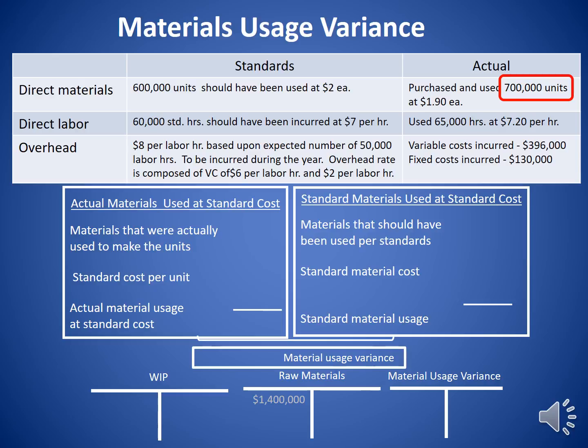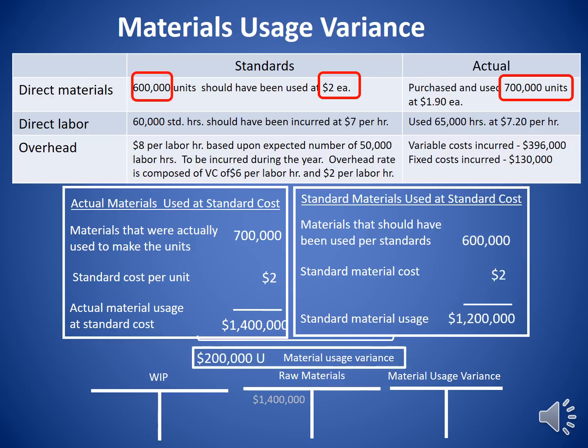So according to the chart here, we actually used 700,000 units. Now, if we do our actual materials used calculation, we take the 700,000 units, we multiply that times our standard cost per unit of $2 per unit, and the actual material used based upon the standard cost of our material comes out to $1,400,000.